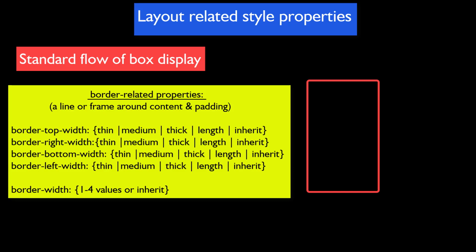Also, you can specify the width of the border. Border top width, border right width, border bottom width, border left width. And you can say thin, medium, thick, or have an actual length value or inherit. Or you can use the shorthand border width, which has 1 to 4 values or the word inherit.